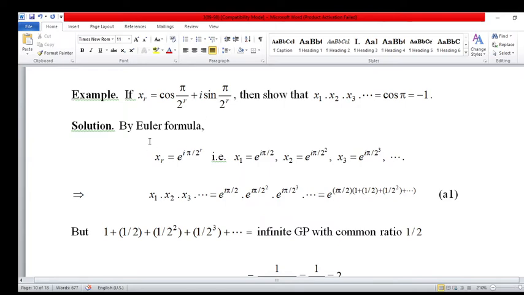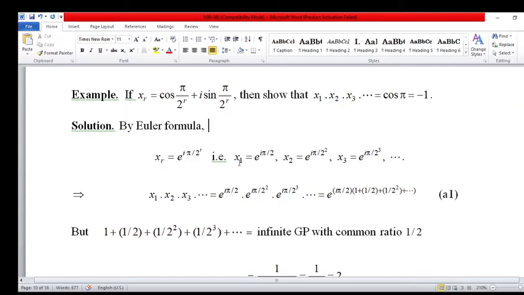Now apply the Euler formula here. This is x_r, and by the Euler formula, e raised to the power i pi upon 2 raised to the power r. This is the general form. Now put r equal to 1: x1 is e raised to the power i pi by 2. Second, x2 is e raised to the power i pi upon 2 raised to the power 2. x3 is e raised to the power i pi upon 2 raised to the power 3, and so on.